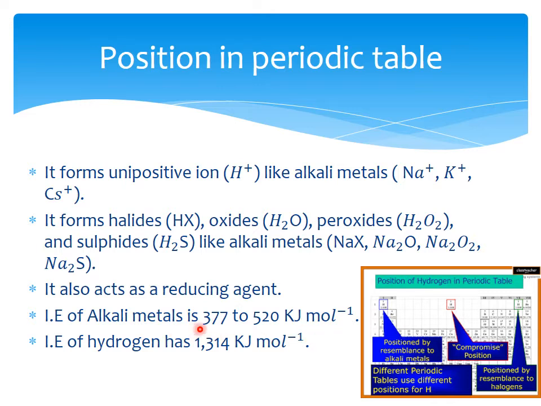For alkali metals it ranges between these two values, but when we measure the ionization energy of hydrogen, it is comparatively very much higher, that is 1314 kilojoule per mole. So here there is a deviation. So let's find where this hydrogen can be placed in the periodic table.